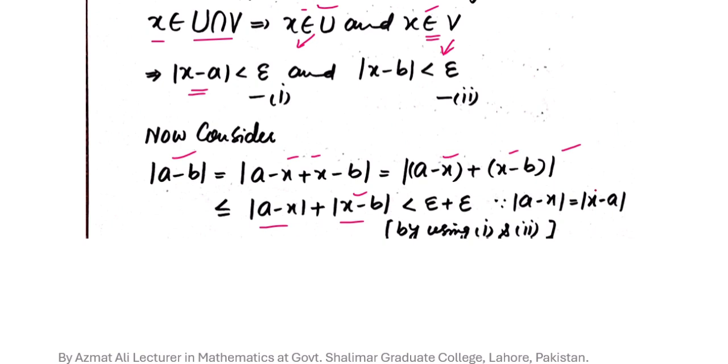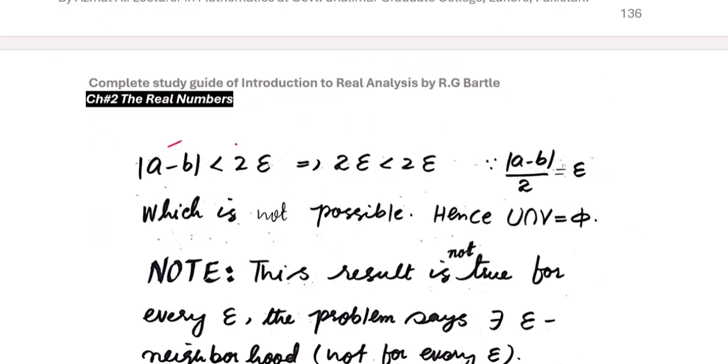As a - x and x - a both have the same absolute value, |a - x| is less than epsilon. So replace |a - x| with epsilon, and |x - b| is also less than epsilon. So this becomes less than epsilon plus epsilon, by using 1 and 2. This gives |a - b| less than 2 epsilon. But we have fixed that |a - b| over 2 is equal to epsilon. So from here, |a - b| is actually equal to 2 times epsilon.